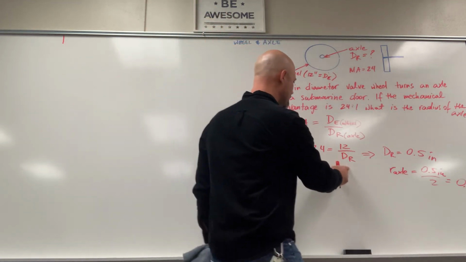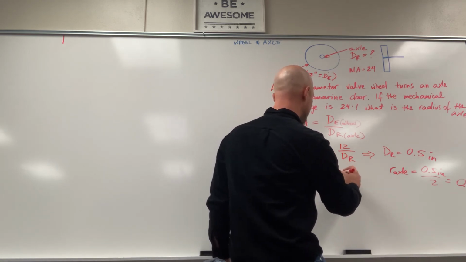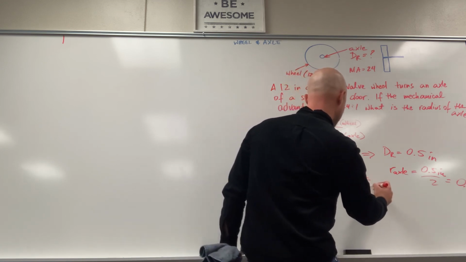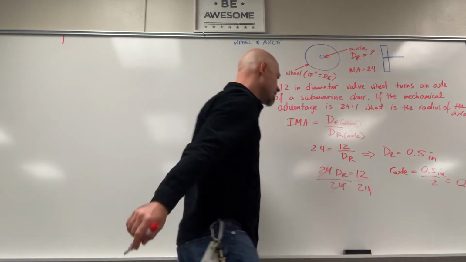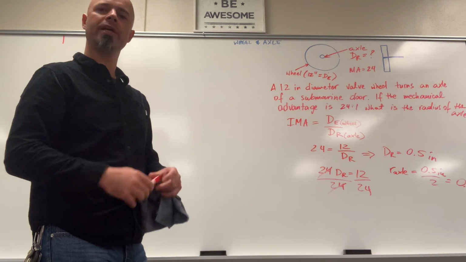If you don't know what I did here, quickly, I multiplied both sides by dr, so I got 24 dr equals 12, and then I divided both sides by 24, which of course canceled out, and that gave me the 0.5 here. So that's an example problem that you will be expected to solve.